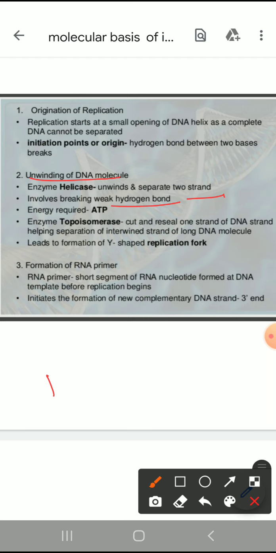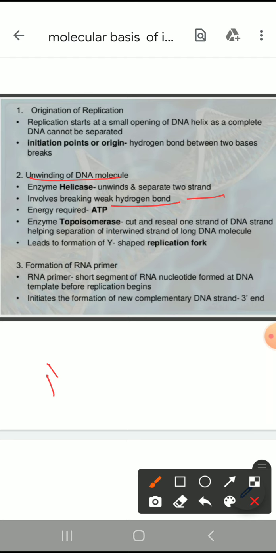So now deoxyribonucleoside triphosphates, dNTPs, serve the dual purpose of acting as a substrate and providing energy. It is like ATP here, in the form of deoxyribonucleoside triphosphate. They act as a substrate and also provide energy from the two terminal phosphates.